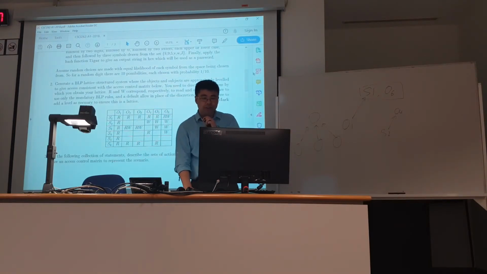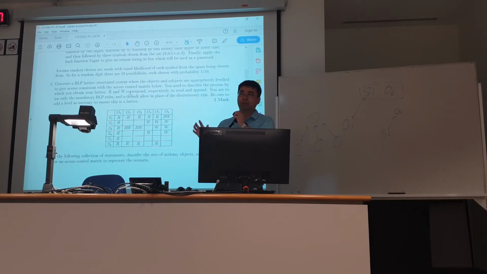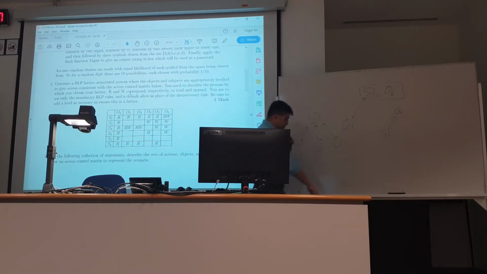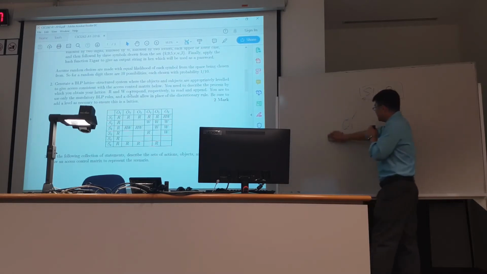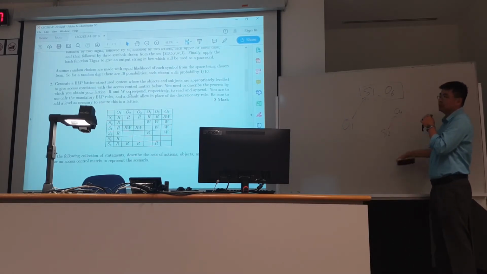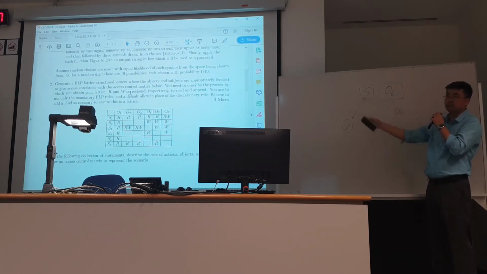Okay, so that's something you need to pay attention to. The last sentence here says, be sure to add a label as necessary to ensure this is a lattice. That means if there is no common upper bound or lower bound, you need to add a dummy label there to make sure this is a lattice. So what you need to provide is a completed picture. This is like a starting point. You can complete the picture by following all the rules here.